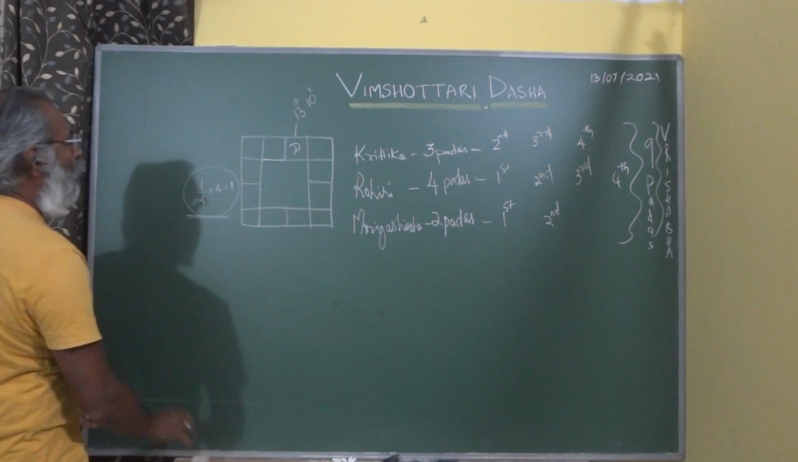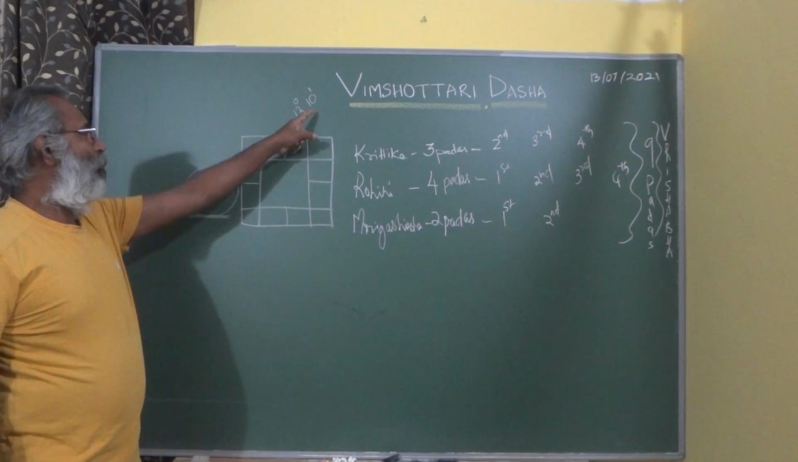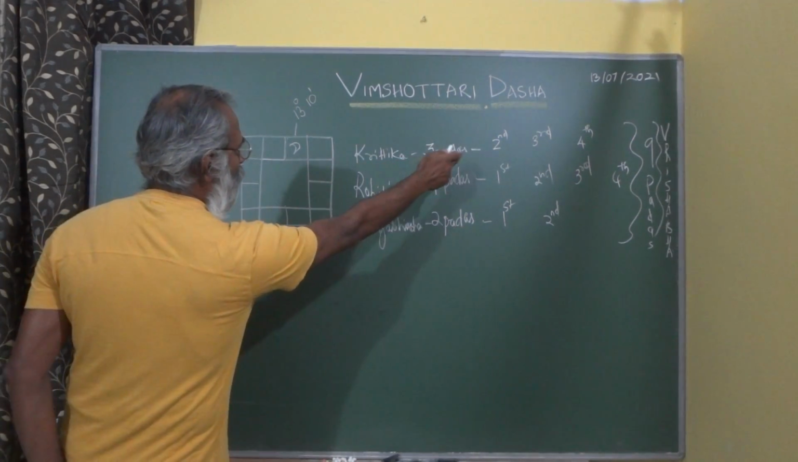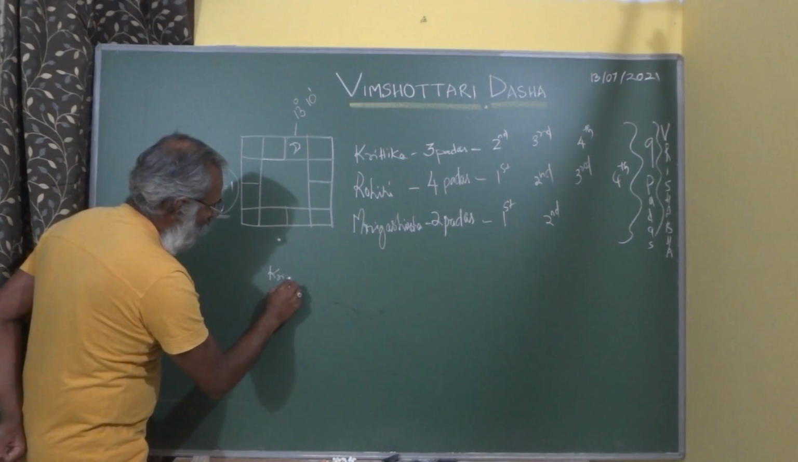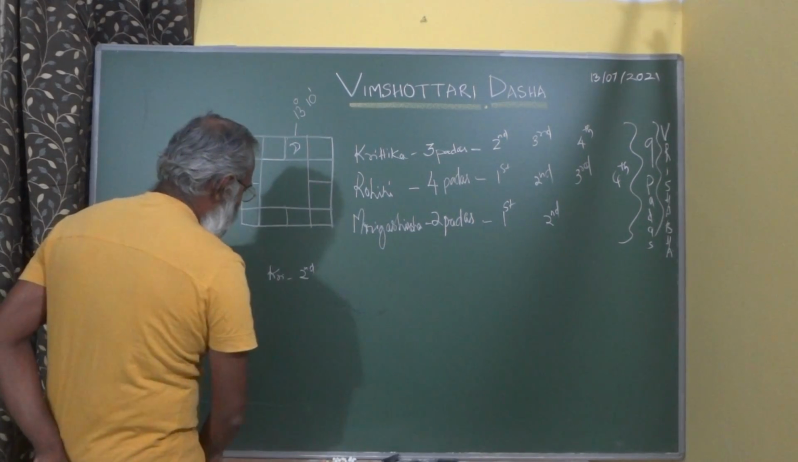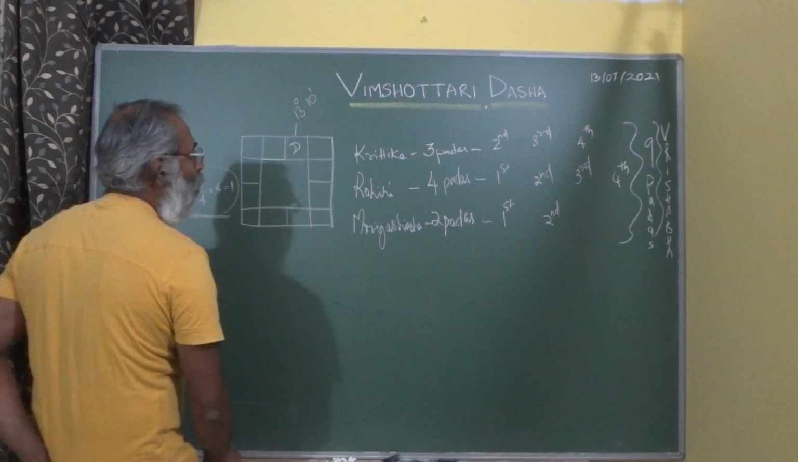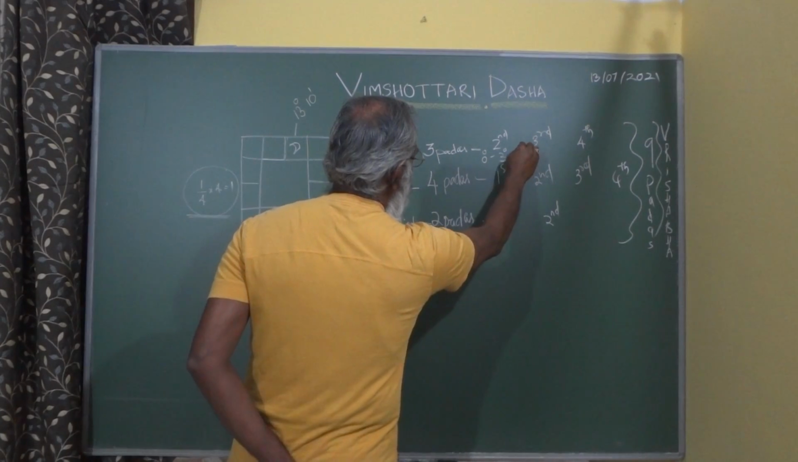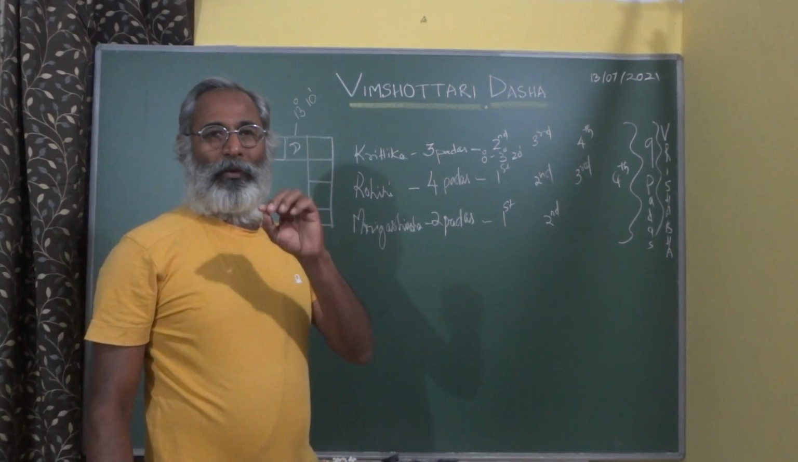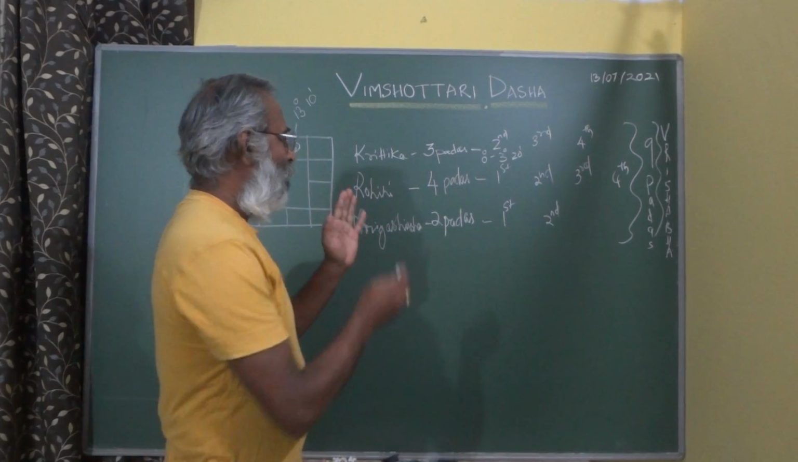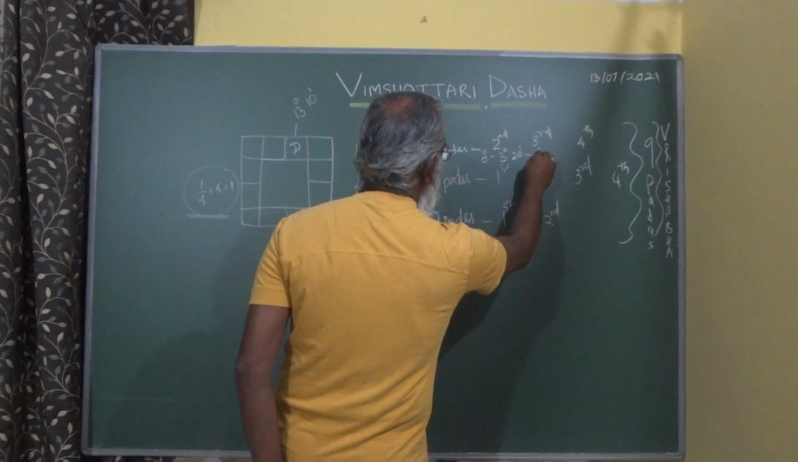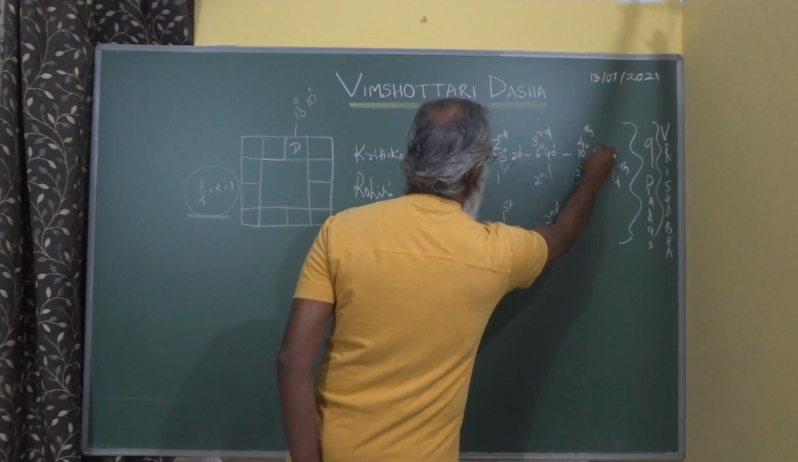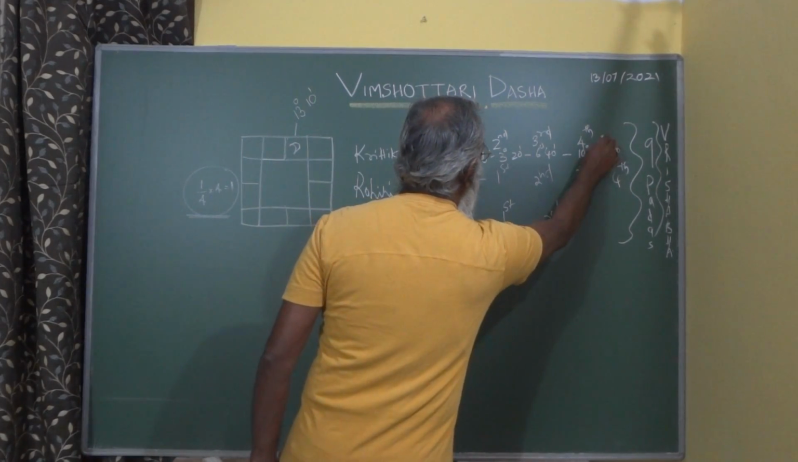So, the moon is at 13 degrees 10 minutes in Vrishabha. Now, the first Kritika second pada falls in between 0 degrees and 3 degrees 20 minutes, because each quarter of a nakshatra is 3 degrees 20 minutes in span. So from there it is 6 degrees 40 minutes, and from there it is 10 degrees.